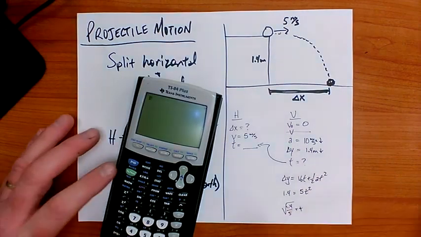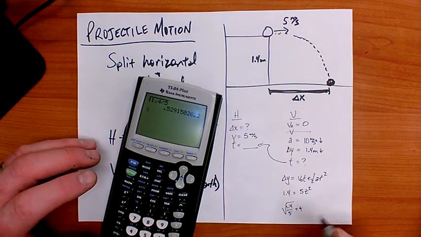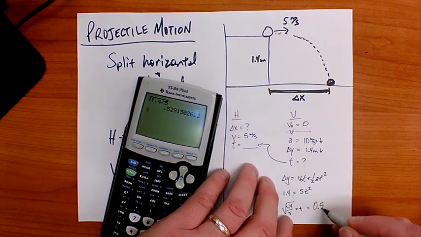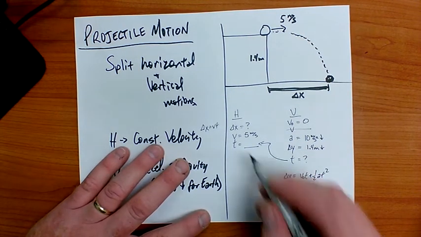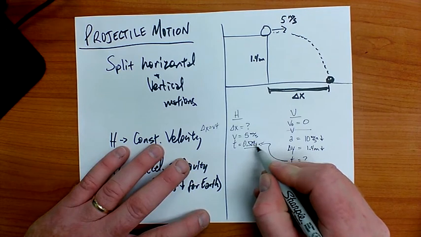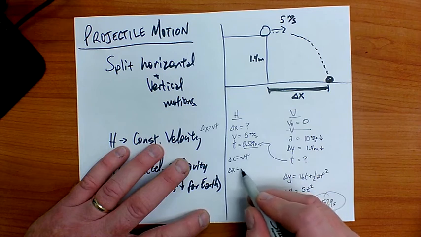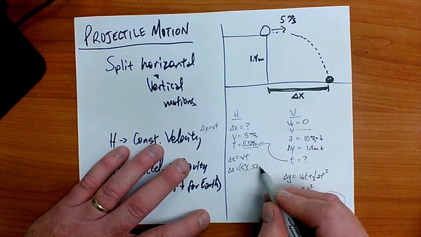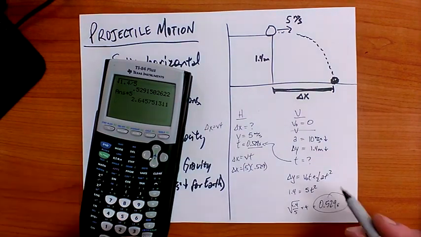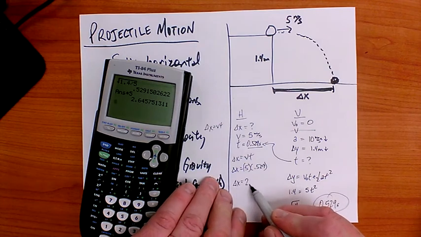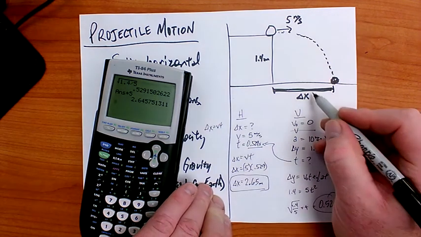So I'll get out my calculator, push some buttons. The square root of 1.4 divided by 5 is 0.529. 0.529 seconds, that's my time. So now that I know the time, I can plug that in up here. And I can solve this problem. Delta x equals vt. So delta x equals 5 times 0.529. And I just times 5. And I get 2.65 meters. That is my delta x.